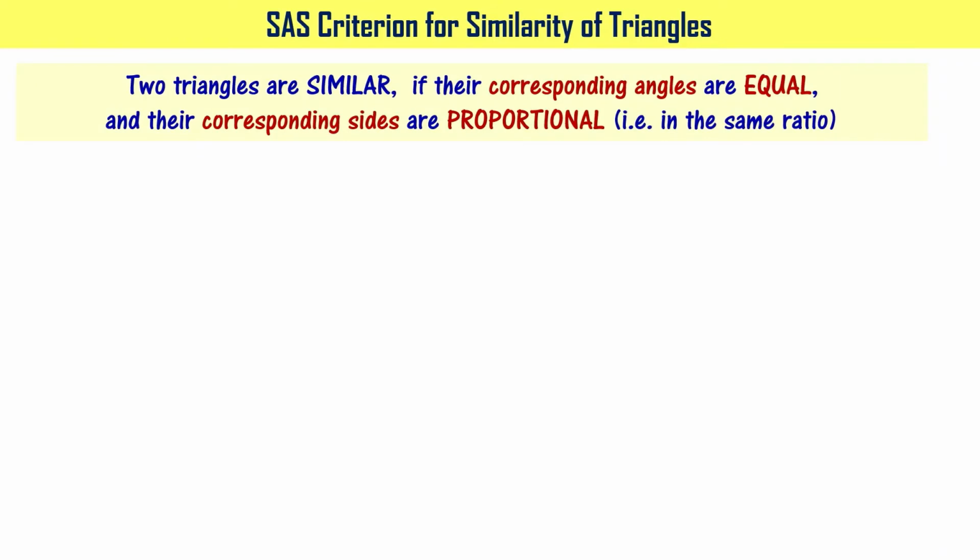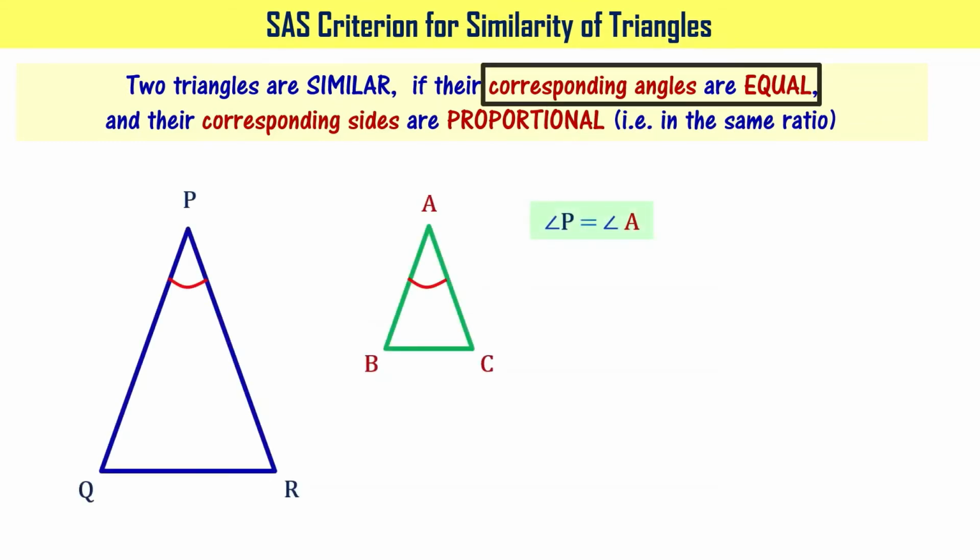Now, let's verify this. In the beginning of the video, we said that two triangles are similar if their corresponding angles are equal and their corresponding sides are proportional, right? What we have seen for this particular triangle is that one pair of corresponding angles is equal. What about the other angles? Let's take a look at that now. As you see here, angle B is identical to angle Q. Let me write that as angle B equal to angle Q.